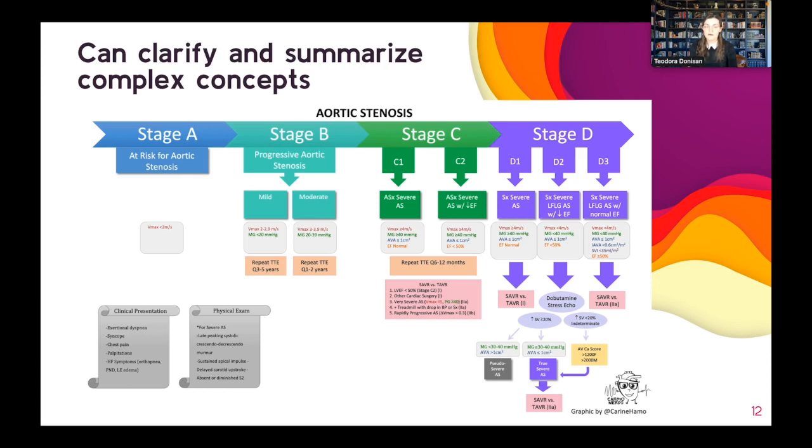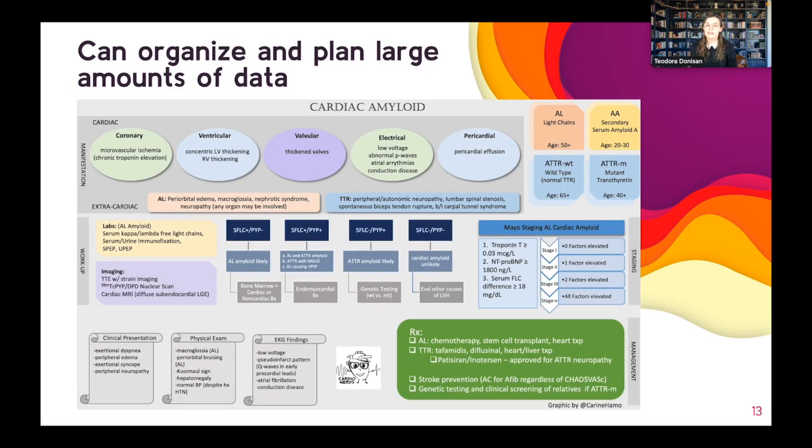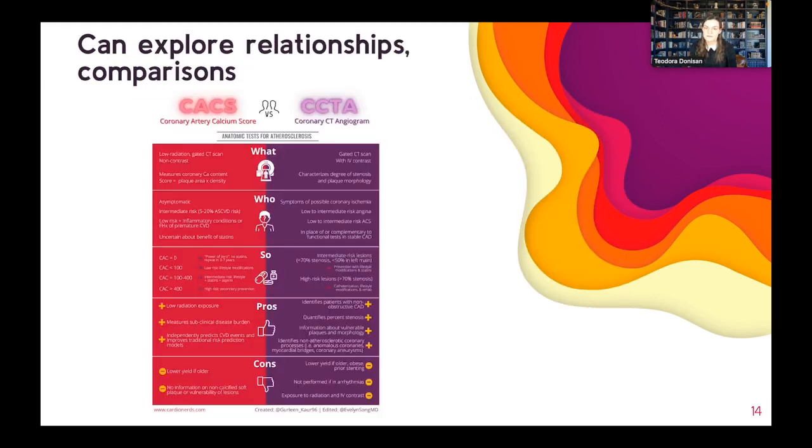As we can see in this infographic about aortic stenosis by Kareem. We can use them to organize and plan large amounts of data. Very masterfully done in another infographic by Kareem, this time about cardiac amyloidosis. We can explore relationships and comparisons. See here in an infographic by Gerline about coronary artery calcium scores and coronary CT angiograms, exploring the differences between these two modalities.